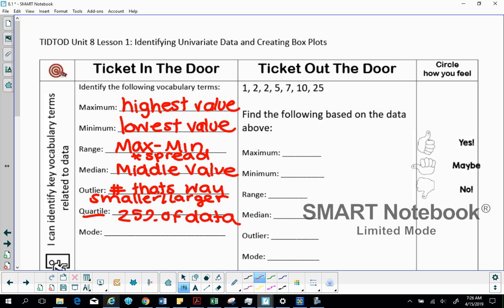Mode. Number that appears the most. So remember, it's not your max, but it's a number that appears the most. Here. Cool. This one, 25% of your data. Cool. Y'all good with that?